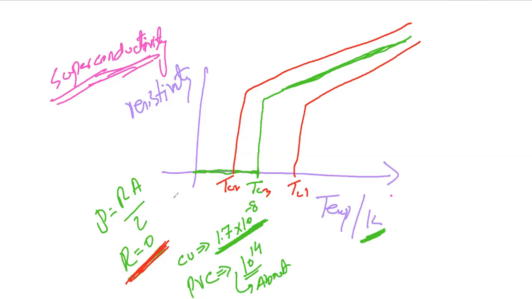If you see over here, the resistivity of copper is 1.7 times 10 to the power minus 8. So that is a good conductor, and the resistance value is near 0. But PVC is a poor conductor, about 10 to the power 14, and its resistivity is high.